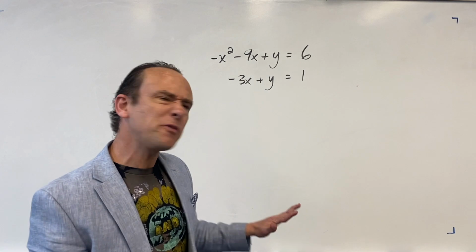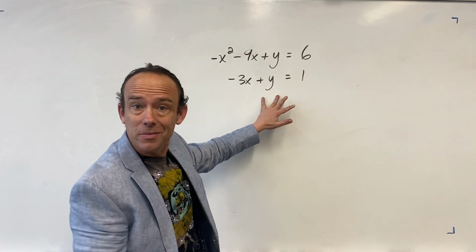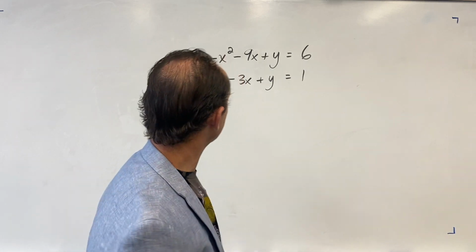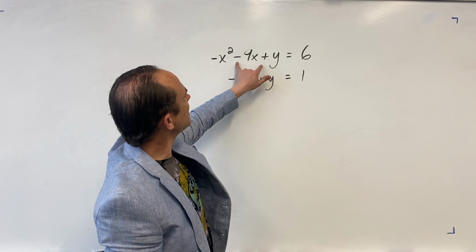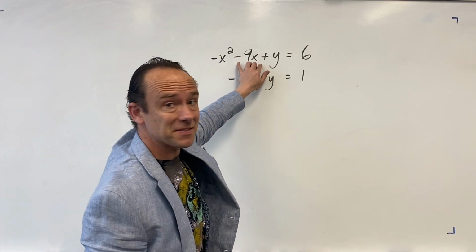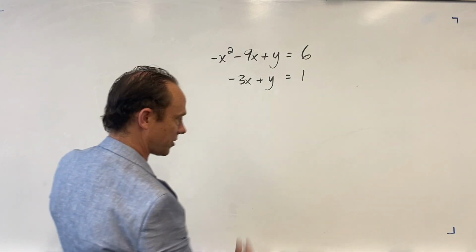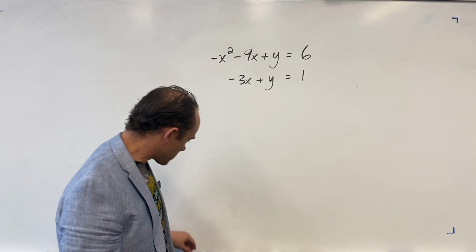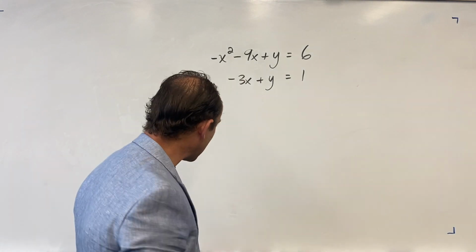Okay, so this one's different because the bottom, that linear equation, is in standard form, not slope-intercept form. And the top one's in kind of a crazy form too, right? I hesitate to call it standard form, but it's got all its variables on the left side, and it's got what they're equal to when you combine them all on the right side. Okay, but fundamentally, we're still subtracting. So not a lot has changed.